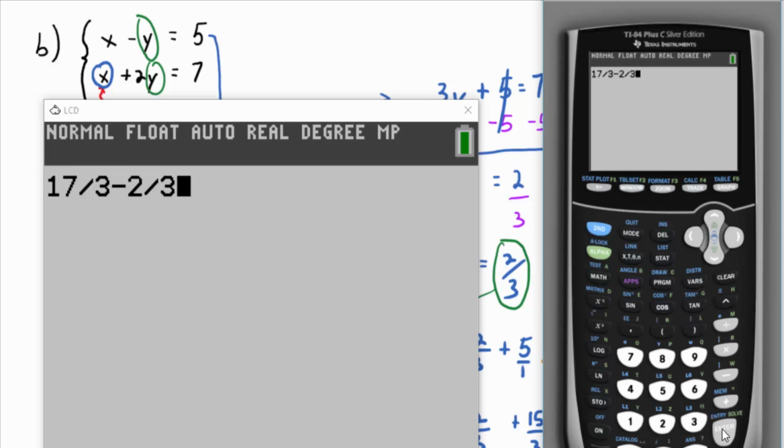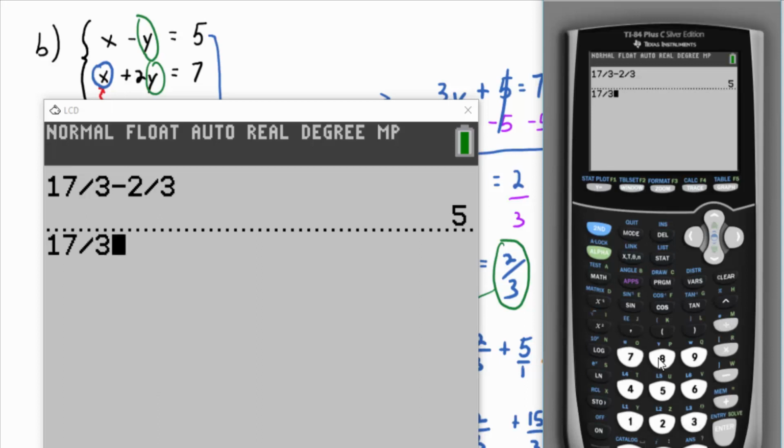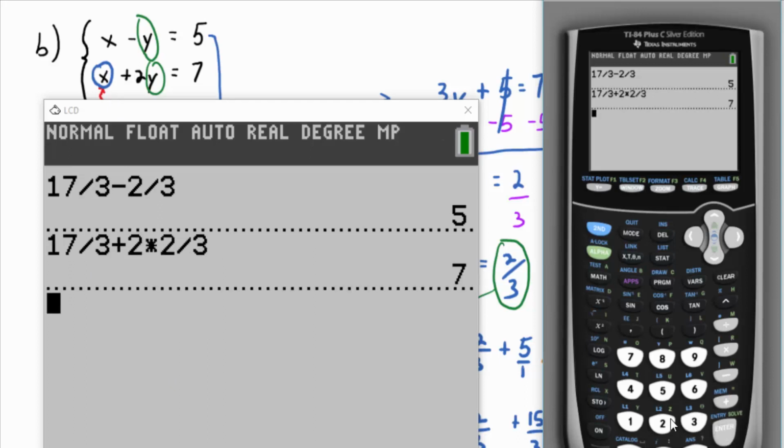Is 15/3 5? Yeah. You bet. But you can imagine if the decimals were more difficult to work with, if you didn't have common denominators, this would be a great way to check your answers. So you do get 5. Press enter, get 5. And then x plus 2y. So that would be 17/3 plus 2 times 2/3. Plug it into the second equation, x plus 2y, that better equal 7, right? And, of course, it does.